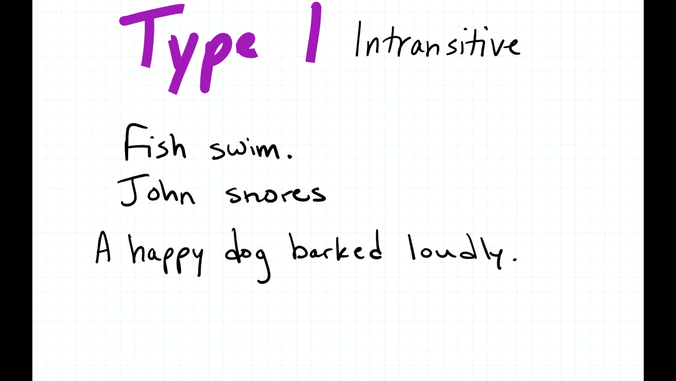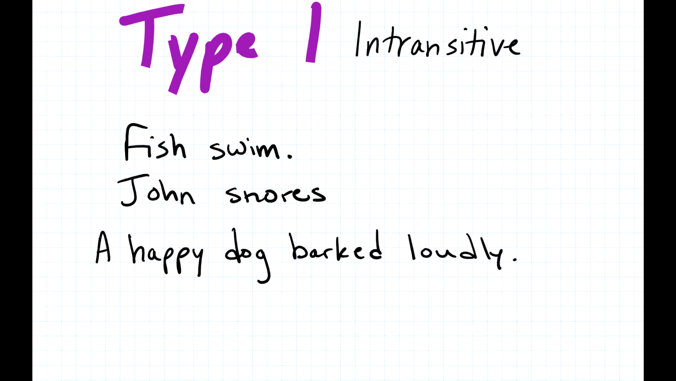There are 5 basic sentence types, and the first kind is the intransitive sentence. The sentence gets its name from its intransitive verb. For a verb to be intransitive, it cannot have an object. In other words, the verb conveys an action like swimming or snoring, but that action doesn't connect to an object.